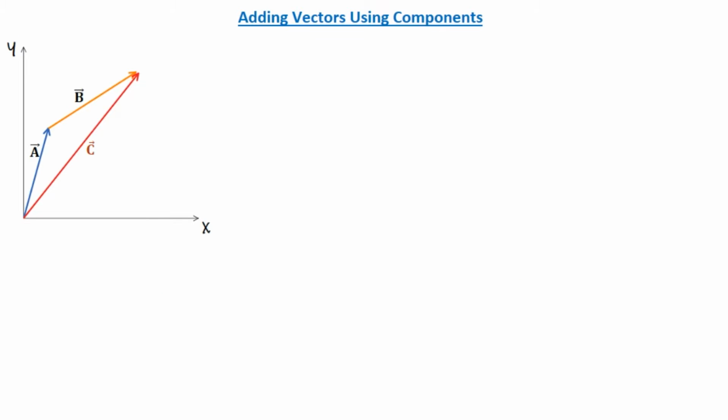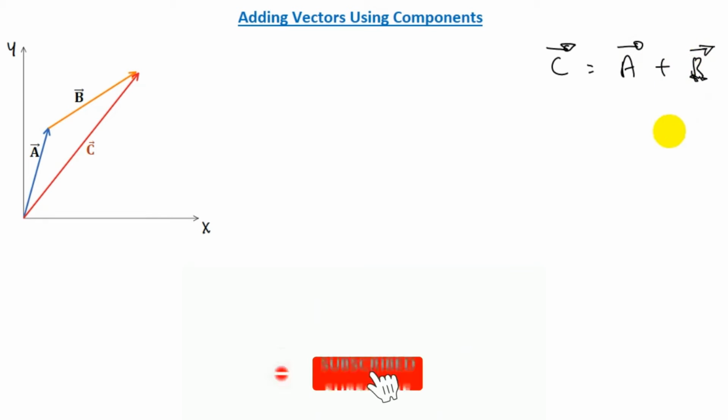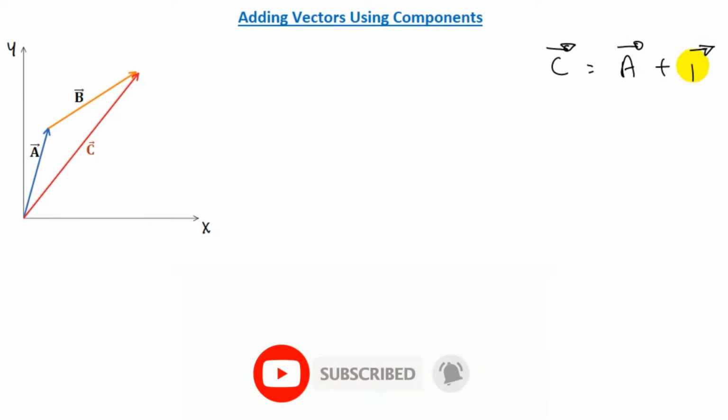So here I'm taking the same example that we took in the last video. This vector C represents the sum of vector A and vector B. If we had been using the graphical method, we could simply use a scale and protractor to find the magnitude of the C vector and its direction. But now we are adding vectors by using their components. So what we're going to do is find the components of vector A and vector B. Let me show it on the figure first.